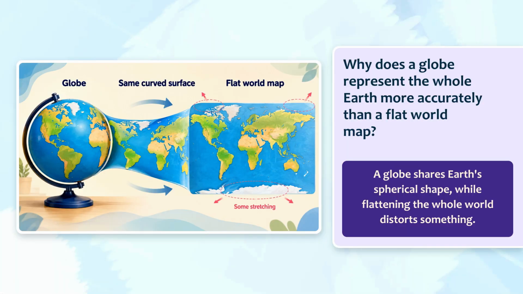Compare the curved and flattened surfaces. Why does a globe represent the whole Earth more accurately than a flat world map? The shape of the model gives the reason. A globe shares Earth's spherical shape, while flattening the whole world distorts something. The stretched edge areas show that change. Next, we will examine the globe's axis and the north and south poles.